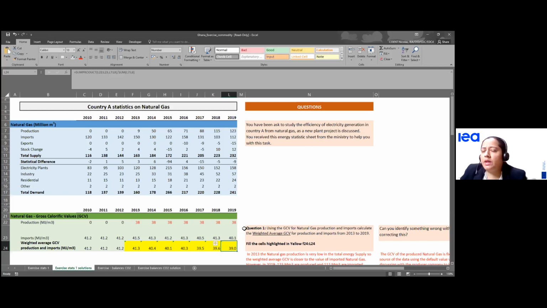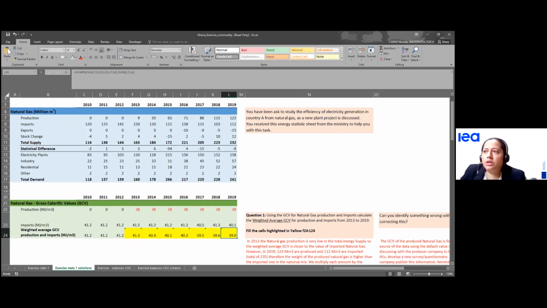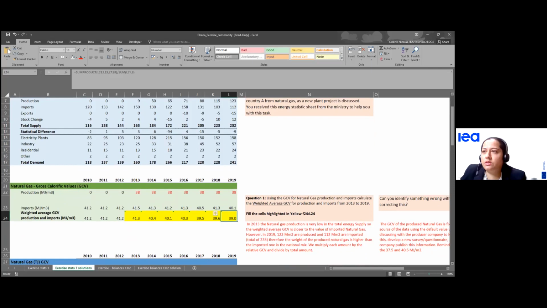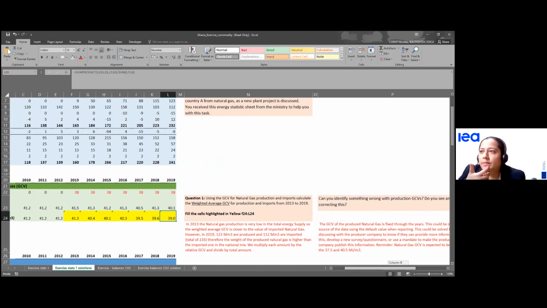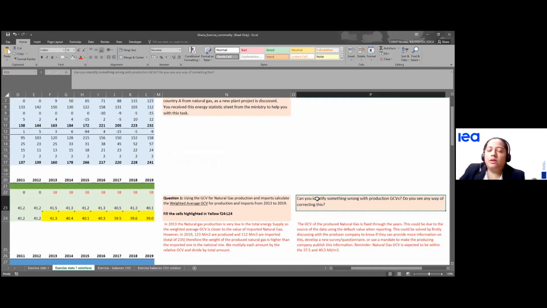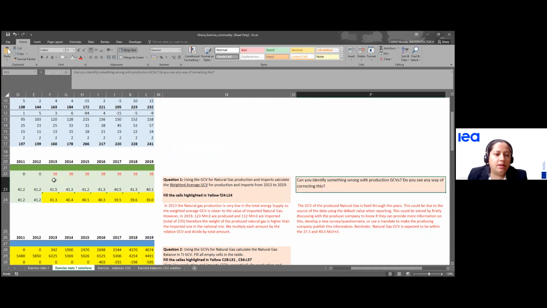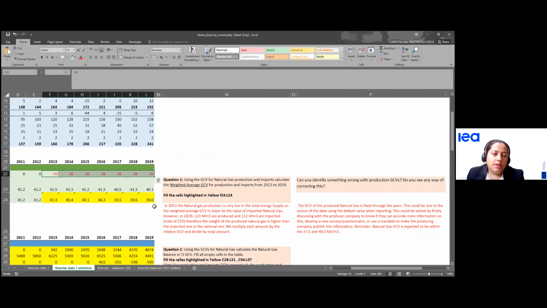And then the second question was, can you identify something wrong with production gross calorific value? So it's the first question, but part A, part B. Do you see any way of correcting it? So here, when we look at the production gross calorific value, we see that it's 38 from 2013 to 2019. It's the same value for all the years. And this can be a bit suspicious because normally calorific values vary over time.